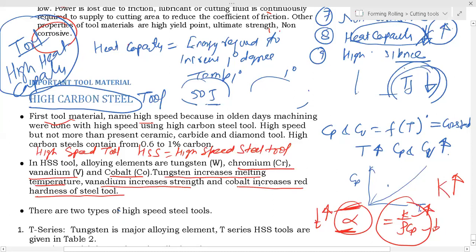It got stuck. Let me check. Page got stuck. Let the page go down or go up.